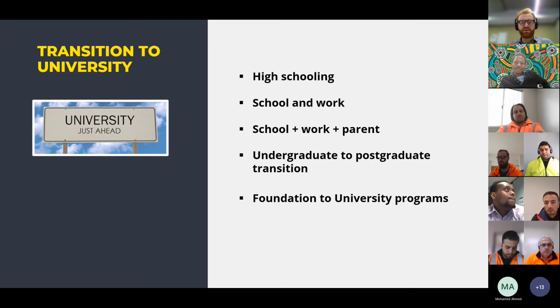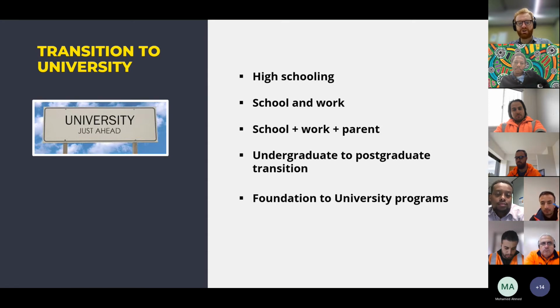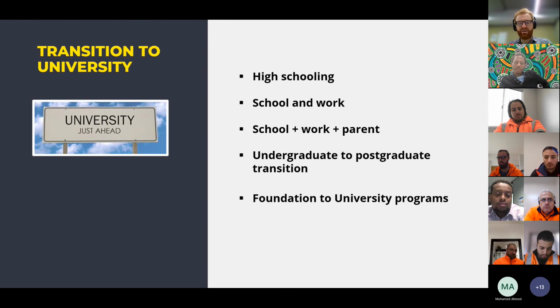So when you make a transition to university, generally in Australia, you go to high school. And then when you're at high school, sometimes you have a part-time job in addition to schoolwork. Then sometimes you have the combination of schoolwork and parenting, and then undergraduate to postgraduate transition. And sometimes some people go from foundation to university programs. Would anyone like to share their journey through university?